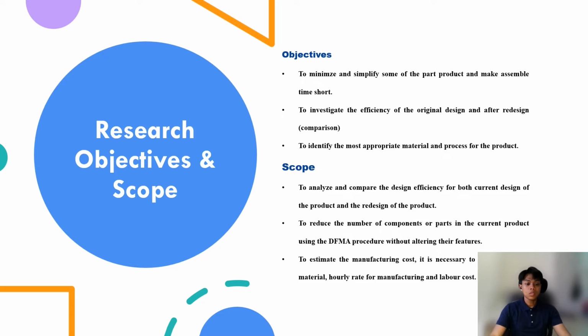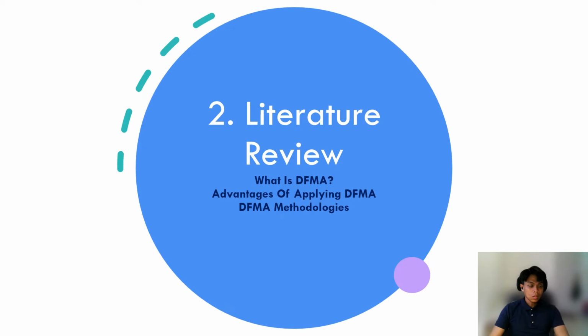And third, to estimate the manufacturing cost, it's necessary to know the material, hourly rate for manufacturing, and labor cost. So for the study chair, the material used has a cost price, and from that we reduce the manufacturing cost to make it easier for consumers to buy the product.